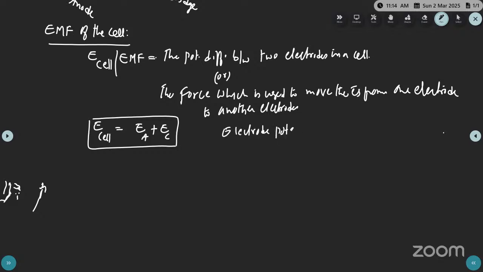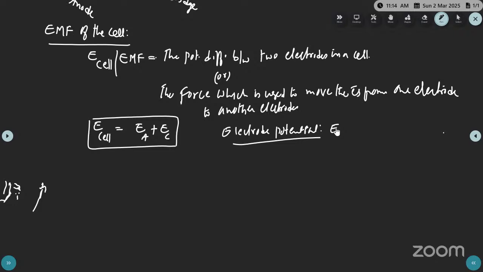So ఇంతవరకు ఏం చూసామమ్మా? Cell potential. Cell potential is different from the electrode potential. Okay, so what is electrode potential? Here electrode potential is denoted by E.